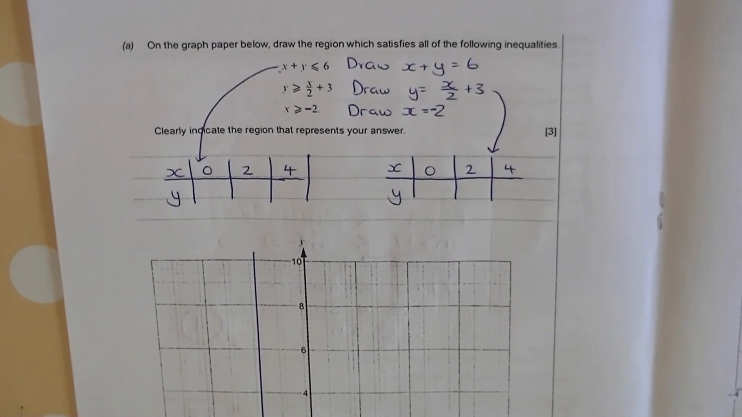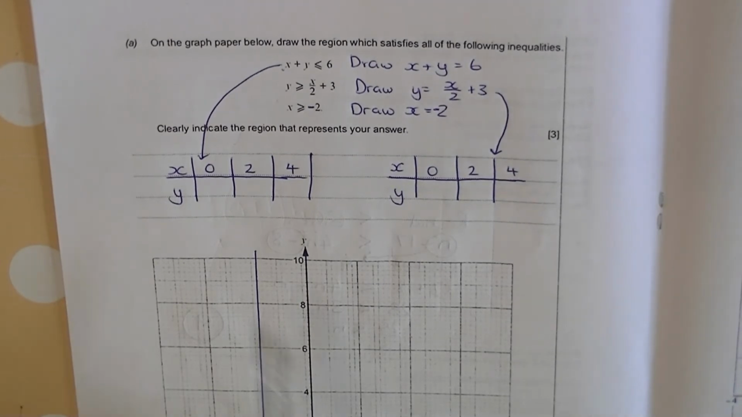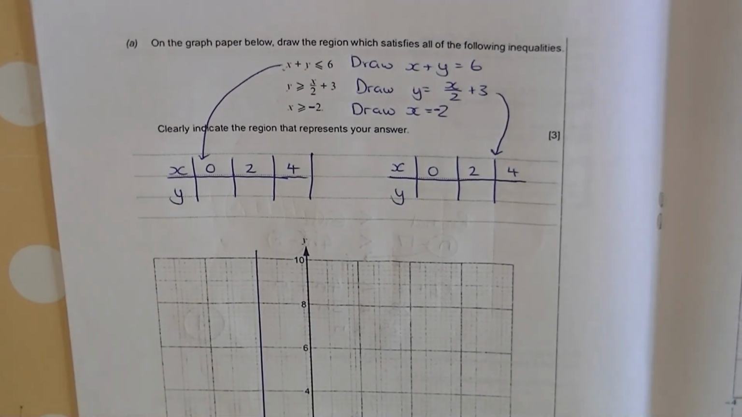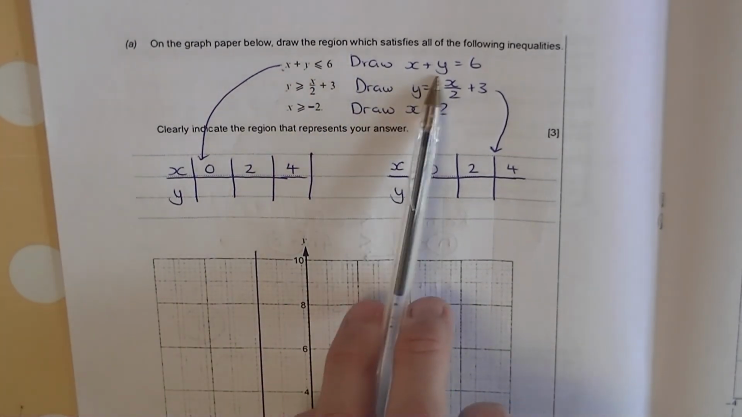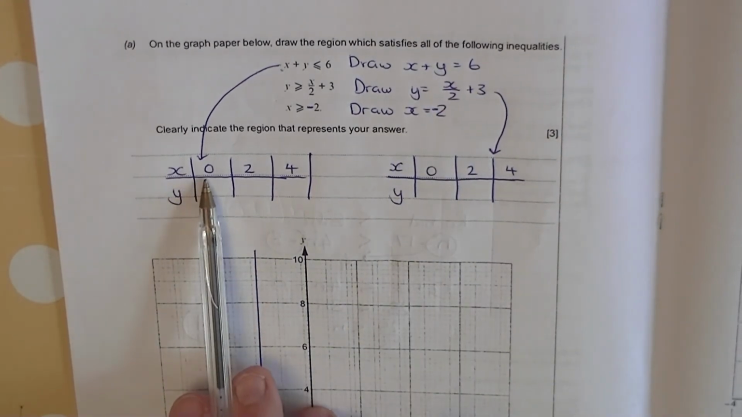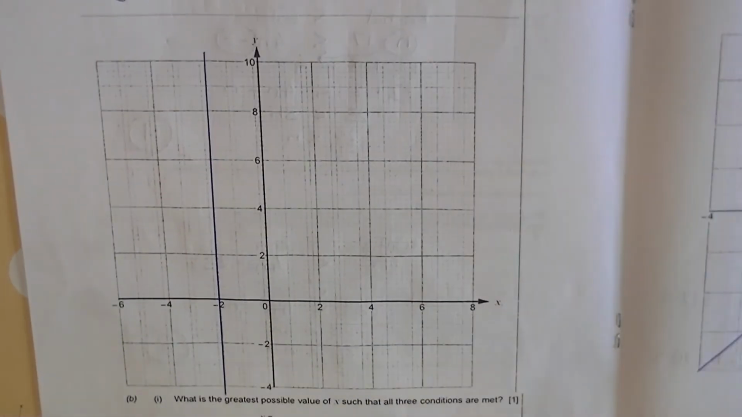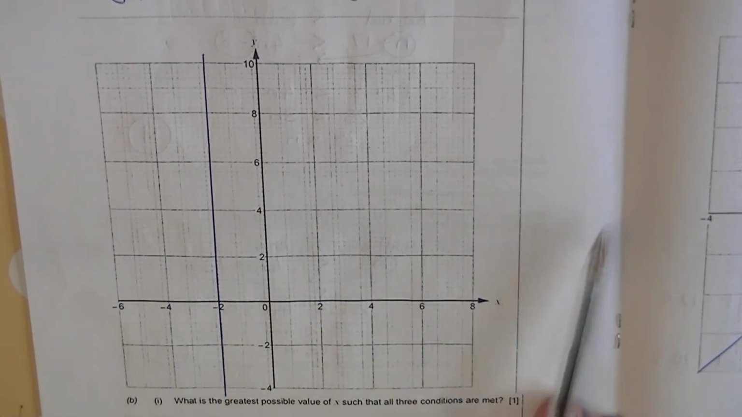Okay, for the other two lines, I can't draw them until I draw a little table maybe and work out some x and corresponding y values. So let's start with the top one, where I'm going to draw x plus y equals 6. I've chosen three x values to be 0, 2 and 4. The reason I've chosen 0, 2 and 4 is because I've got 0, 2, 4, 6. I'm going with what I can see on the x-axis.